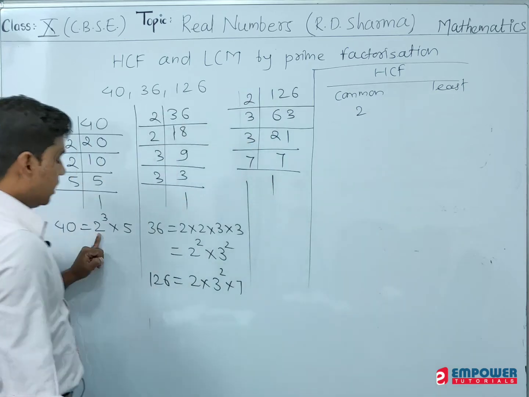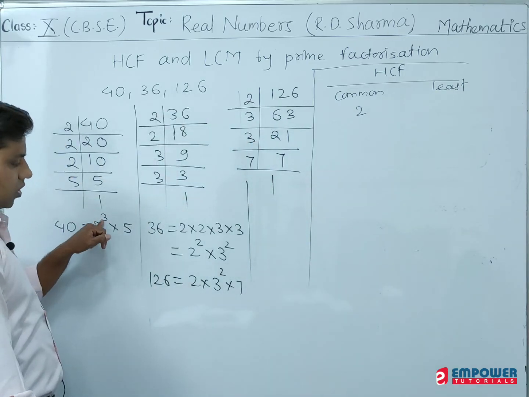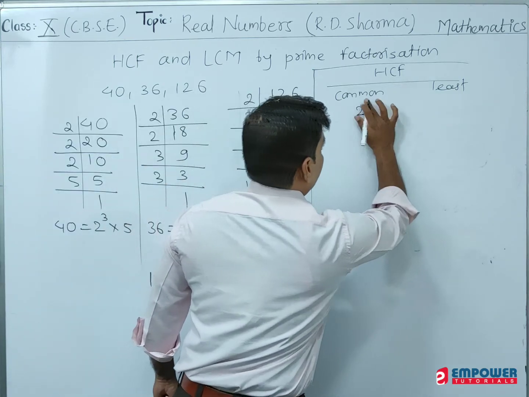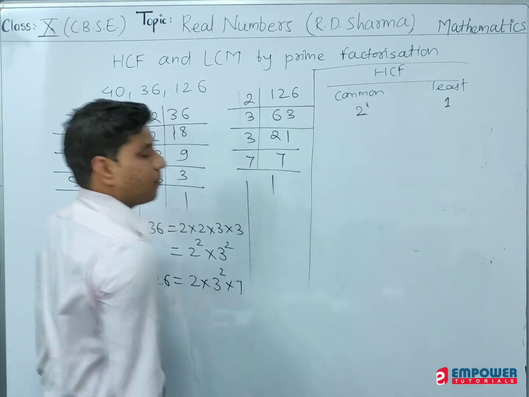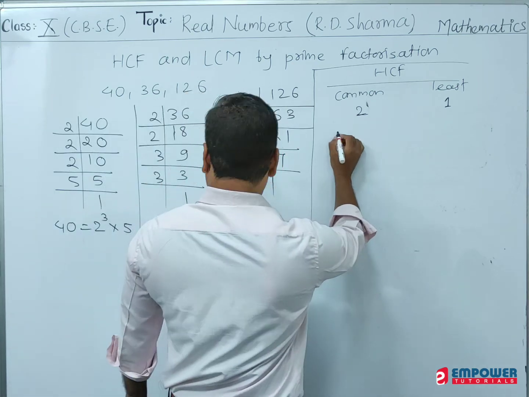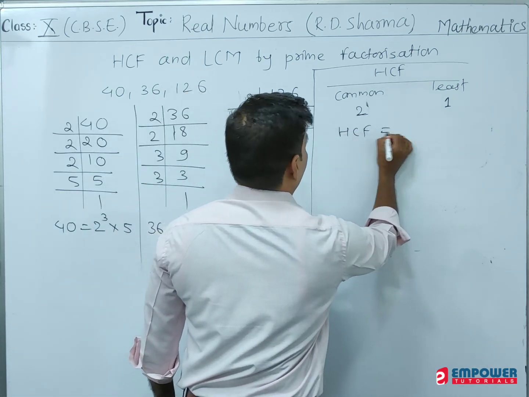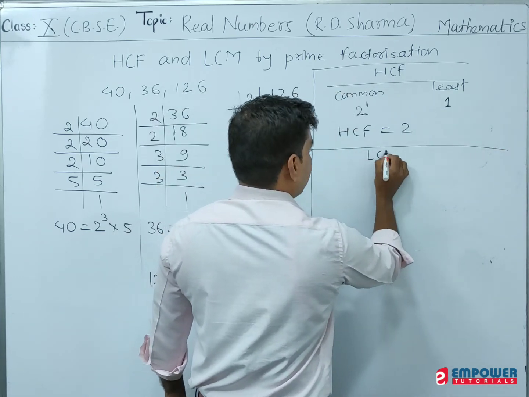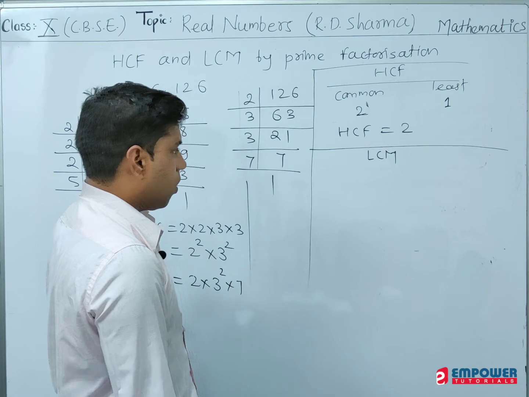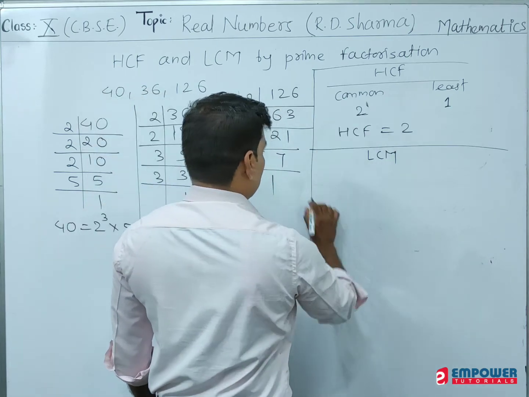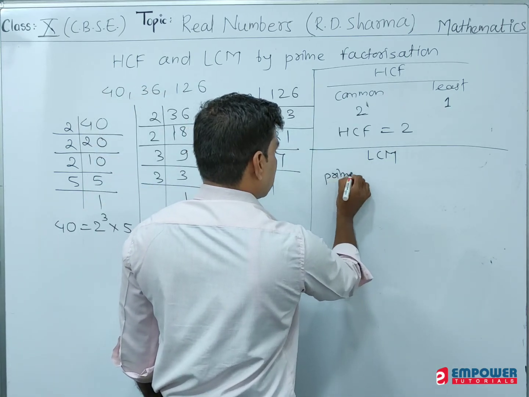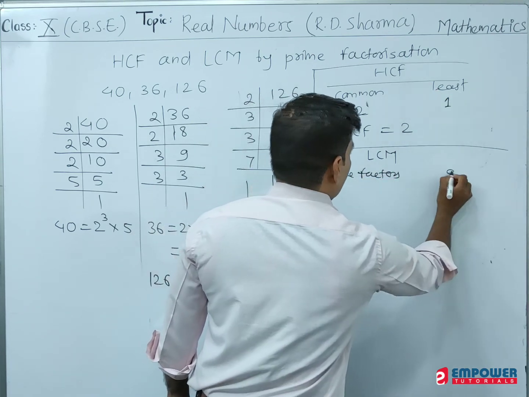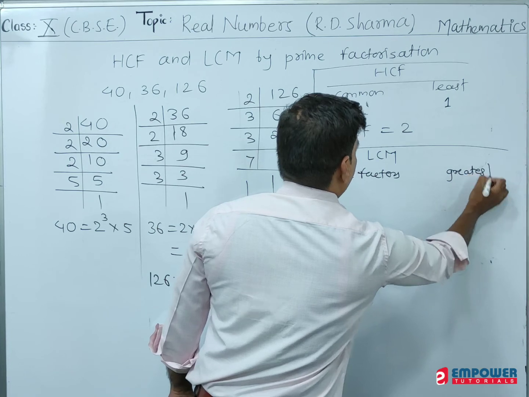Okay, and what is the least exponent? Here it occurs 3 times, 2 times and 1 time, so it is only 1 time. We can write 1. Okay, so what is the HCF? HCF is nothing but 2. What do we have to do to find the LCM? To find the LCM, we have to write all the factors. We are writing not only common factors but all prime factors. And here, instead of least, we have to take the greatest exponent.